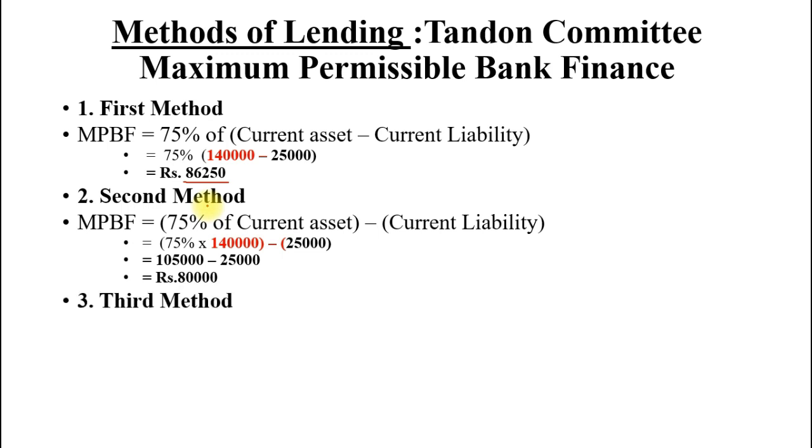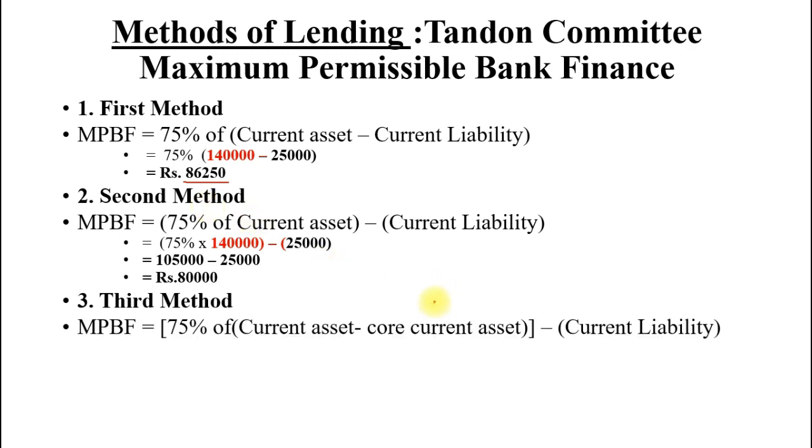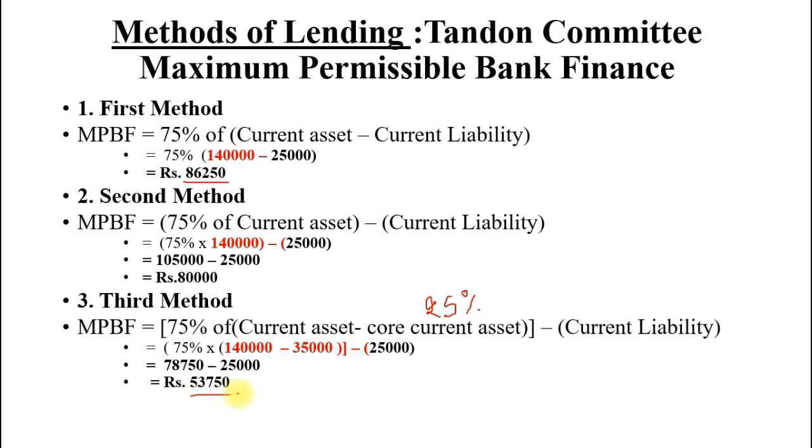And the third method is 75% of current asset minus core current asset, which is 25% of current asset, minus current liability. Again, core current asset was 25% of current assets. So 1,40,000 into 25%, that's your core current asset, which comes to 35,000. So 1,40,000 minus 35,000 into 75% will give one value. From that, we minus the current liability and we'll get a final amount of 53,750.